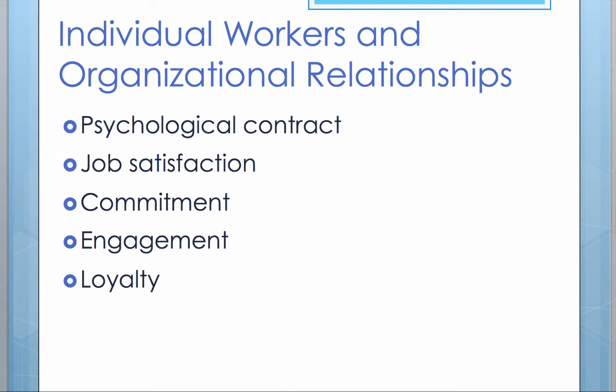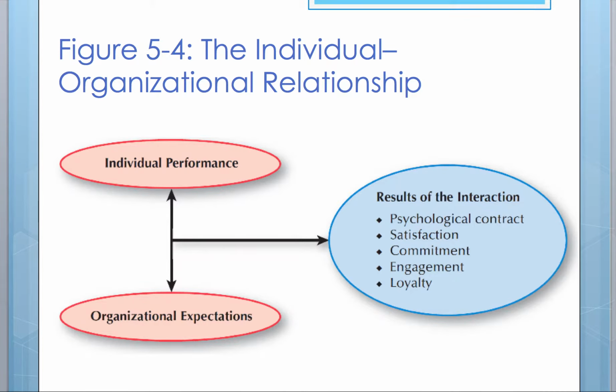When we look at the relationships, we have a psychological contract that binds us with each other within the company: the satisfaction on the job, our commitment to the job as well as to the company, our level of engagement, and our loyalty to the company. When we factor in the performance and expectations, they funnel into the results. If we are highly satisfied and the organization meets our needs, it most likely rolls into higher performance.